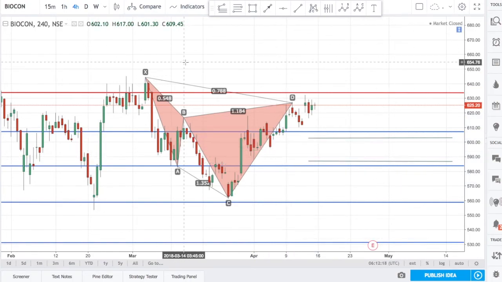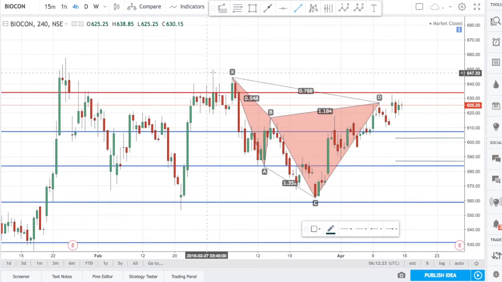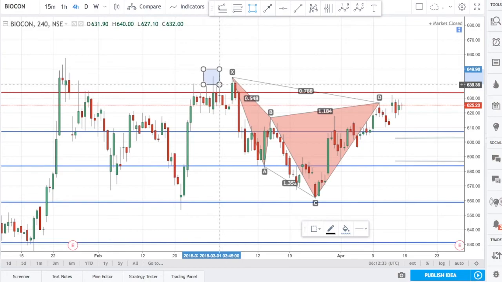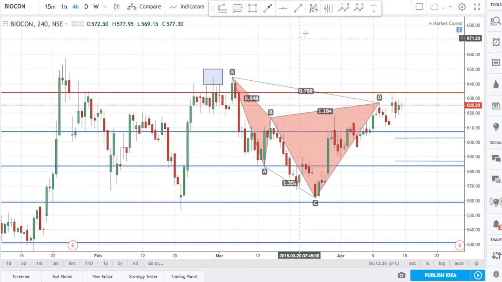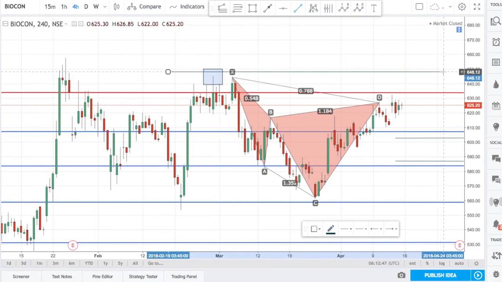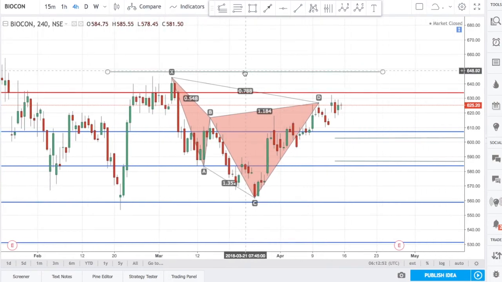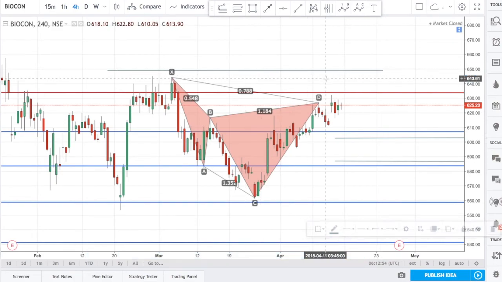Our stop loss has to be placed just above this most recent high. This is our most recent high, so our stop loss has to be placed here. It's an approximate stop loss, but let's place our stop loss a little bit higher.